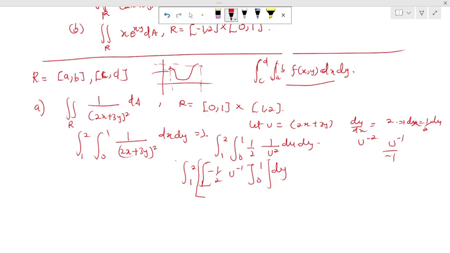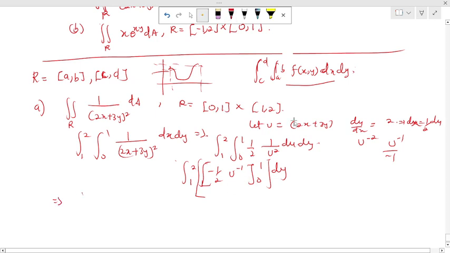But to make the substitution, remember u was not given to us. You have to bring the right function for u. So we said u was 2x plus 3y, right? So we're going to have 2x plus 3y to the power negative 1. Then we are taking 0 to 1 of this expression with respect to x, y.